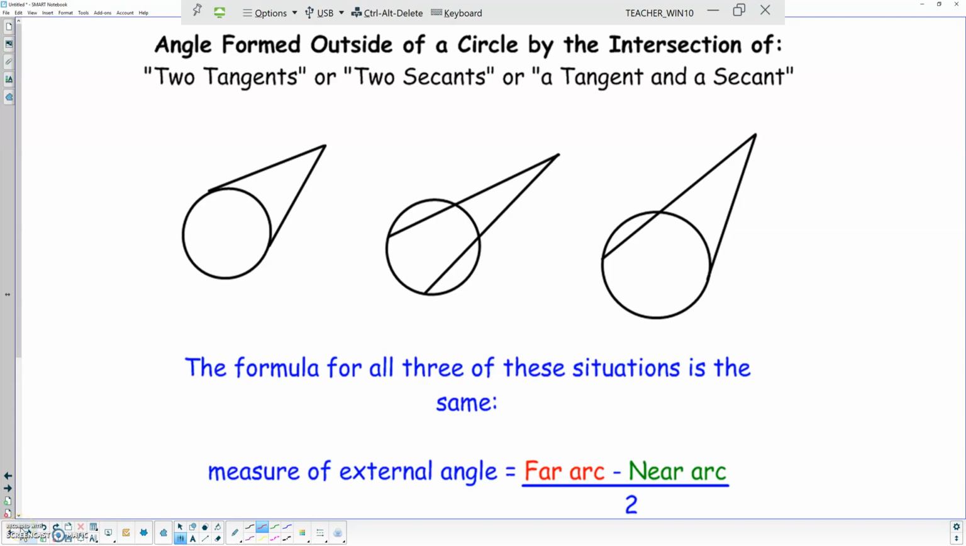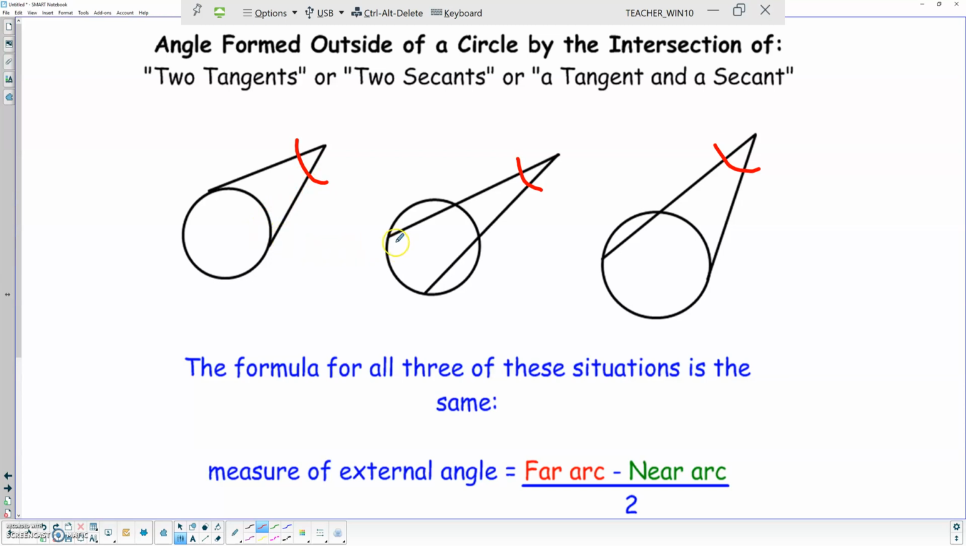Hey everyone, so in this second part of the lesson, we're going to talk about the angles formed outside of a circle. All right, so angles formed outside of a circle, so we're referring to these angles here. That can be an angle formed by two tangents, so that's what this first example shows. Remember, a tangent is a line that intersects a circle at only one point.